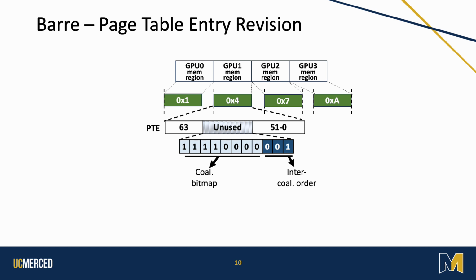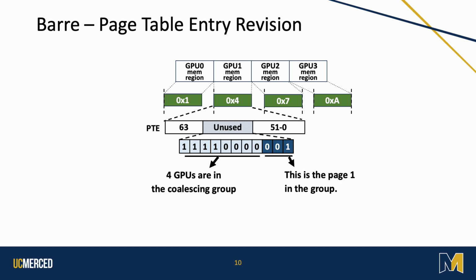For example, for PTE 0x4, the bitmap 0b11110000 means that the first 4 GPU chips have valid PTEs in the coalescing group. And 001 means the numerical value 1. It means it is page 1 in the coalescing group.